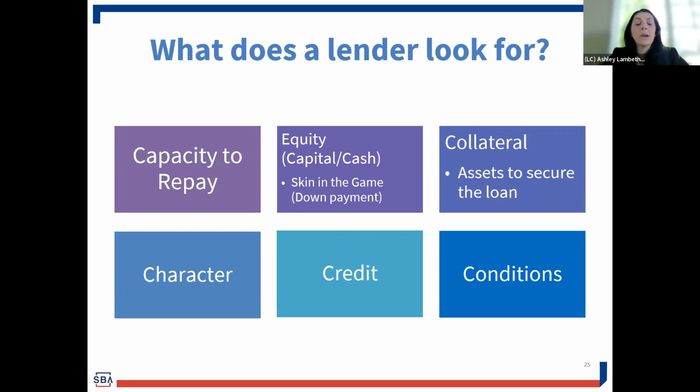And so they want to see that you have that going for you. They're going to look at your collateral. Again, this depends on the size of the loan and the type of the loan. And sometimes, let's say you're pulling out a 7A loan to purchase inventory for your business, that inventory, in a lot of cases, acts as the collateral. And so they're looking to see what kind of collateral you have.